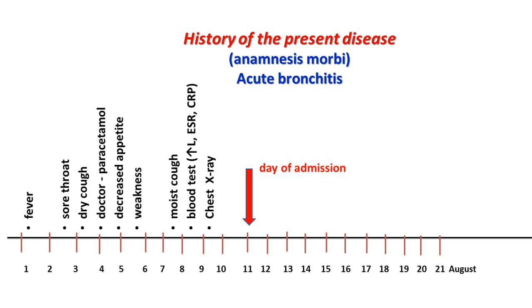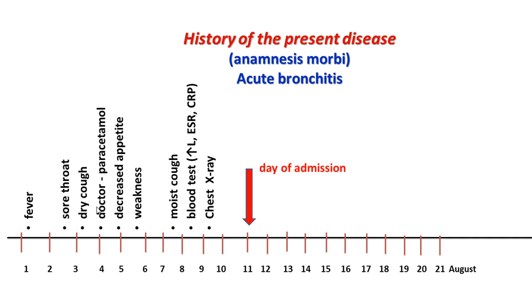During collecting history of present disease, you should ask about the onset of disease from the beginning. This is history from the beginning of disease till the present moment. For example, here I drew for you acute bronchitis anamnesis morbi. At the beginning, the patient has fever, and then in one day added sore throat and dry cough, and then he went to the doctor and the doctor prescribed paracetamol, and then on the 5th day decreased appetite, weakness, and after 1 week added moist cough.